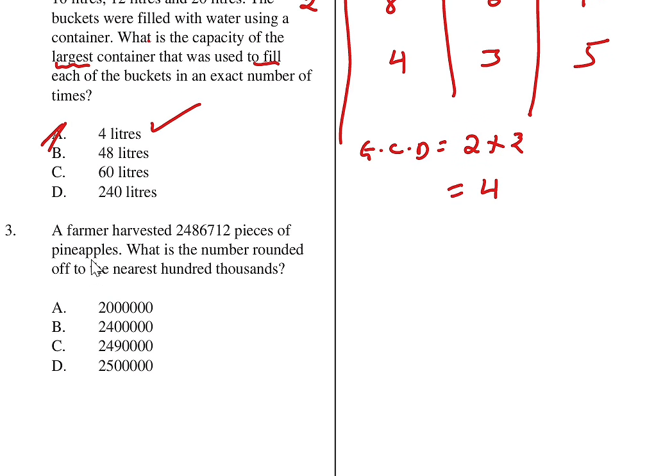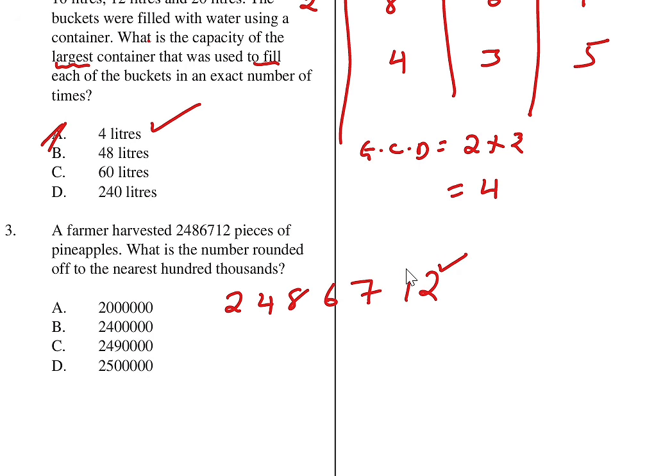A very easy question. A farmer harvested, here we have a number, pieces of pineapples. What is the number rounded off to the nearest 100,000s? So you know that we start from the left with ones. So I'm going to write here, if the number here is 2, 4, 8, then here we have 6, 7, 1, 2. So this is ones we start with.